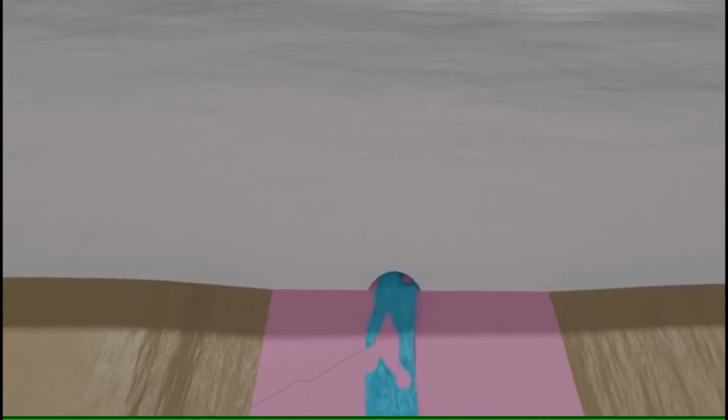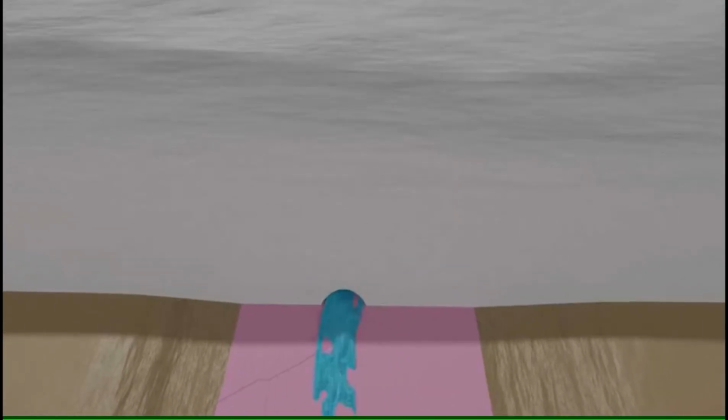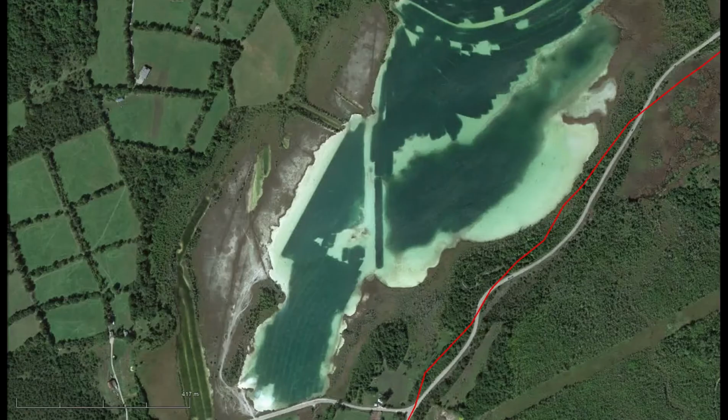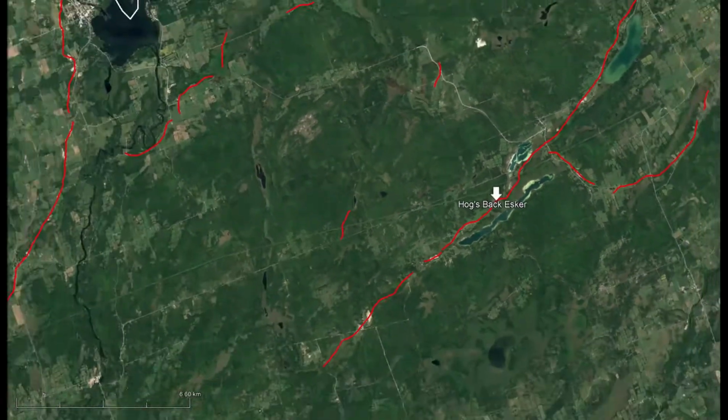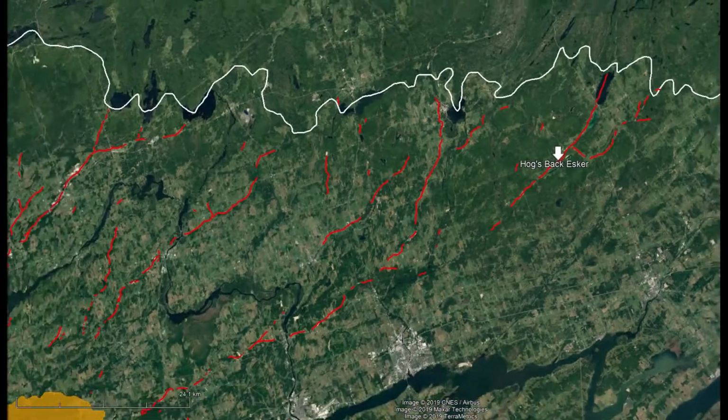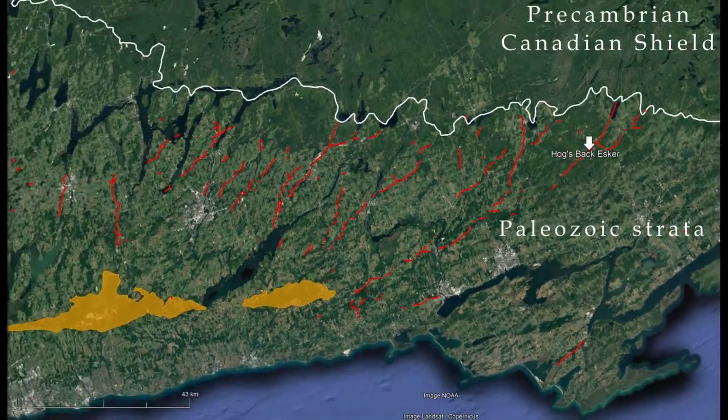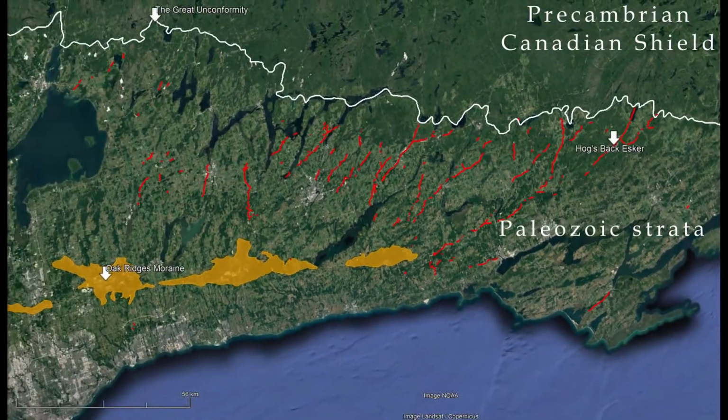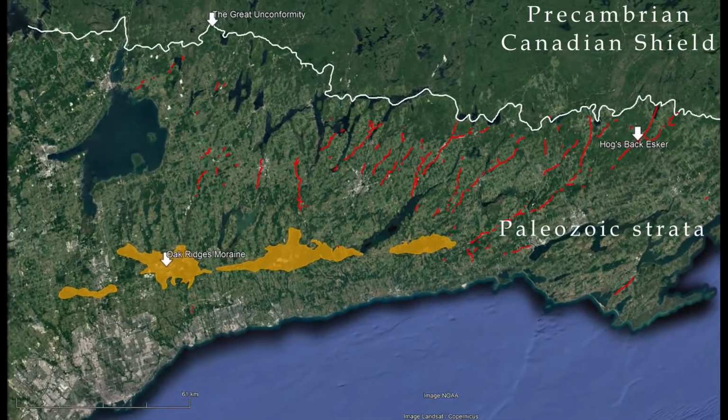Eskers are what's known as a glaciofluvial landform, left behind by rivers within large tunnels below ice sheets. The majority of eskers in southern Ontario are located just south of the Great Unconformity, which is the boundary between the Canadian Shield and the Paleozoic platform. There's good reason for that.